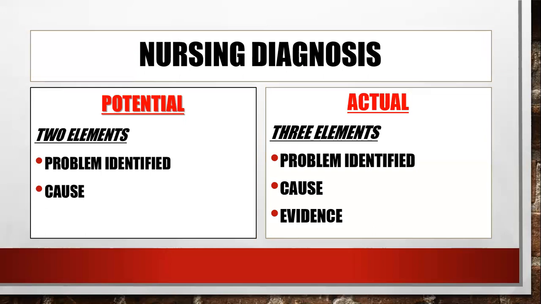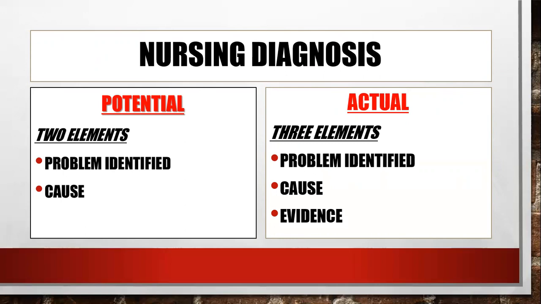The second component is the nursing diagnosis. Now, the nursing diagnosis follows the same pattern of the problem that has been identified. And therefore, the nursing diagnosis will be written in a format of a problem that has been diagnosed. For example, if this is a potential problem, by the way, before I go to that, a potential nursing diagnosis has two elements. The first element is the problem identified. The second one is the cause.